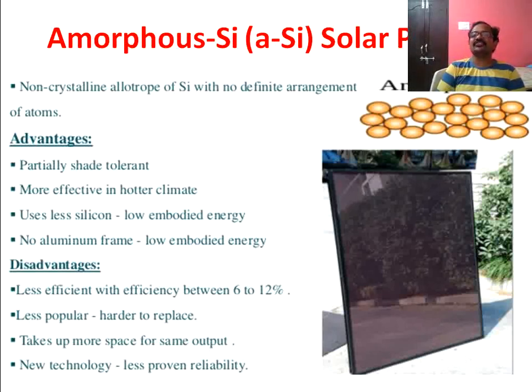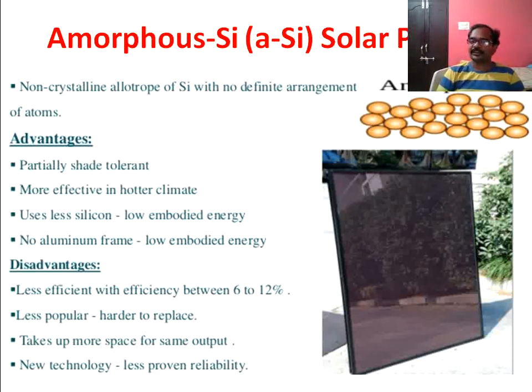Partially shade tolerant, which means whenever you keep the solar panel under a tree, and some amount of that shadow falls on the solar panel, even then it will work, it will partially work. But monocrystalline and polycrystalline solar panels will not work when shadows fall on the panels.